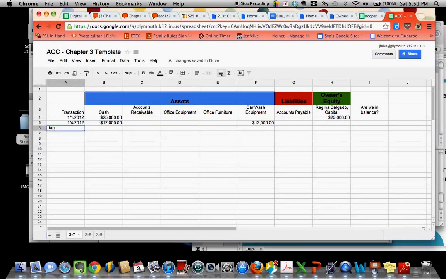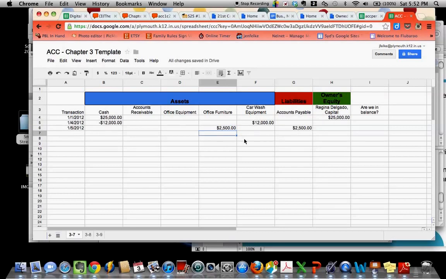January 5th, we purchased on account $2,500 of office equipment. So we bought things on account. When we buy something on account and we're going to owe someone money later, that is a liability, okay? On account, when we buy something, is accounts payable. And so our accounts payable will go up, our liabilities going up because we owe that money. That's $2,500. And then because we're receiving office equipment, office equipment will go up.